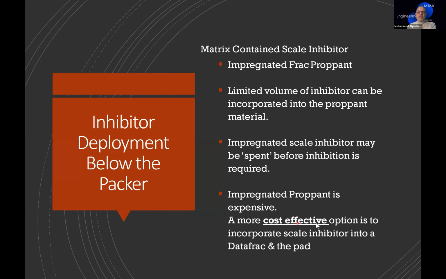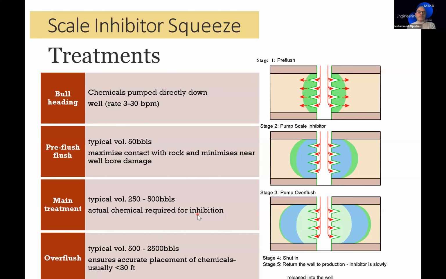So it's most cost effective. We have to consider which type of inhibitor we need to employ for deployment, whether it's below the packer or above the packer. So we need to know beforehand what the proper way is, and we need to consider the other factors of the well parameters and reservoir parameters.